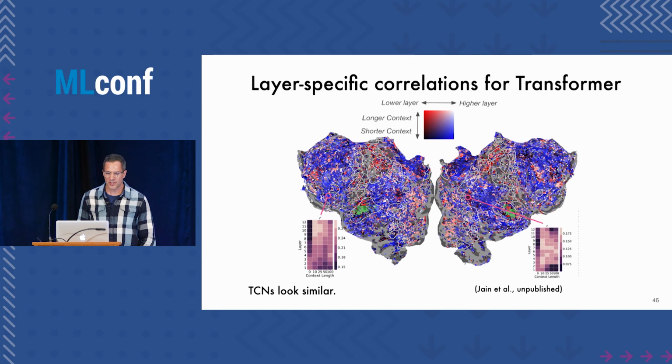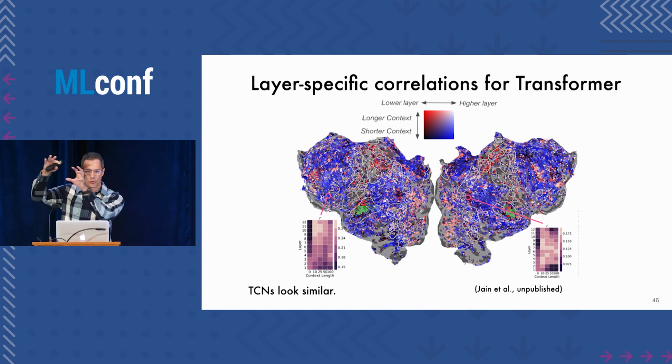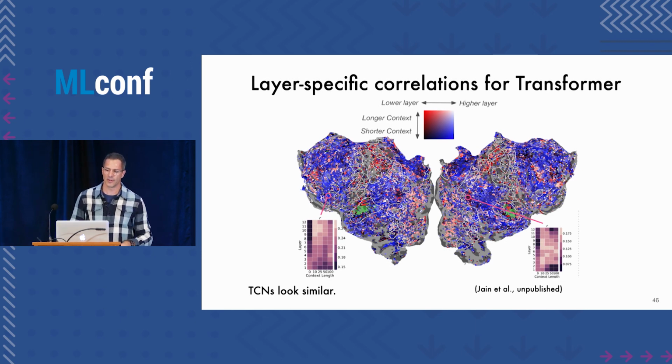And more interestingly, if you look at the correlation between where context length is processed and the layer in the model, we can see a very clear correlation between the map of where context is stored in the brain and where context is stored in the model. So we're showing that it's laid out layer-specifically. It's also laid out by context length. So that would be our case for multi-timescale there.